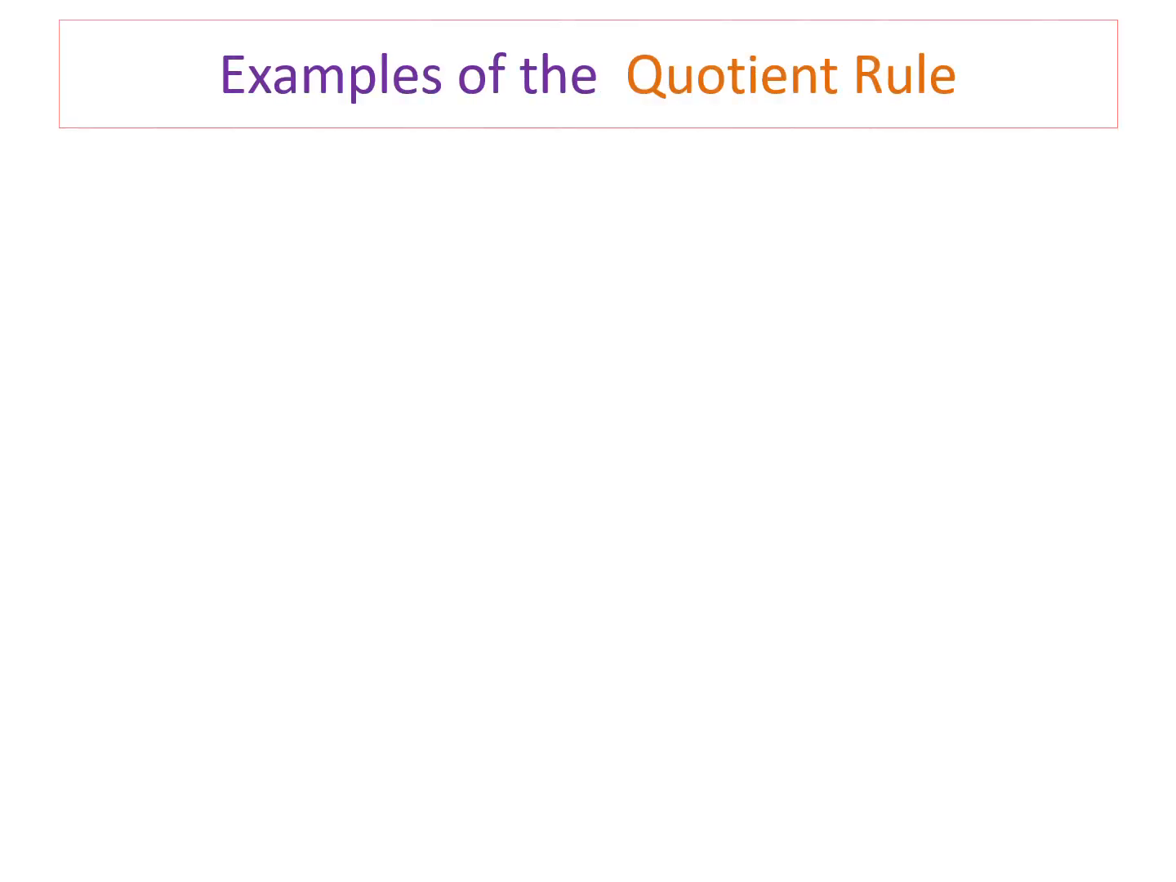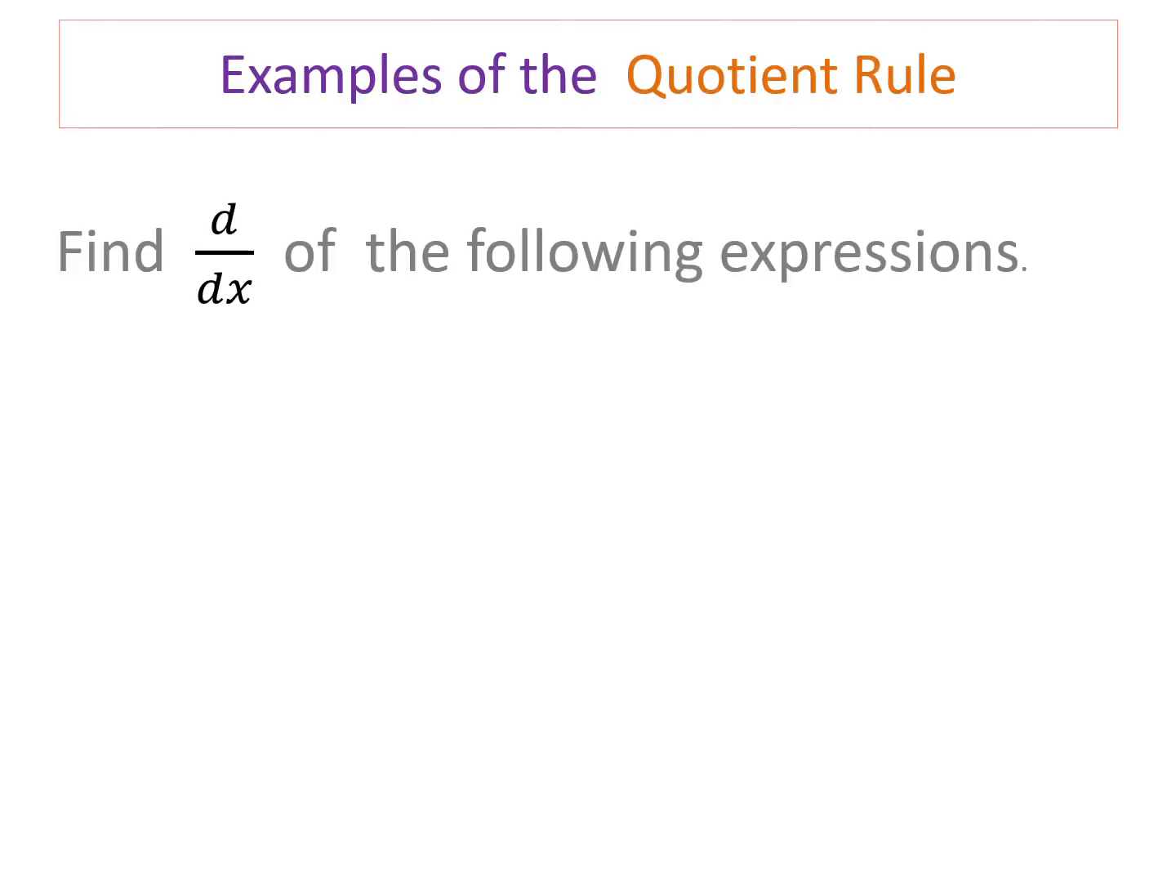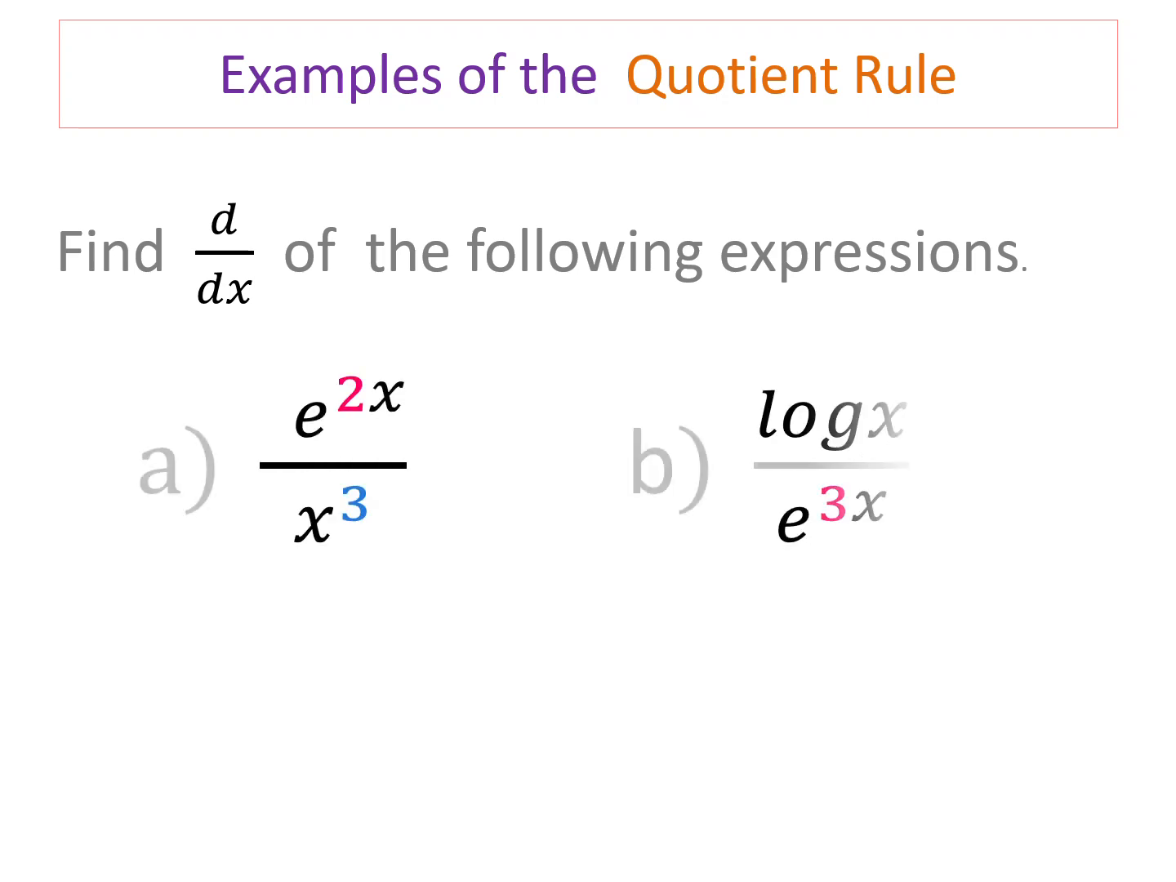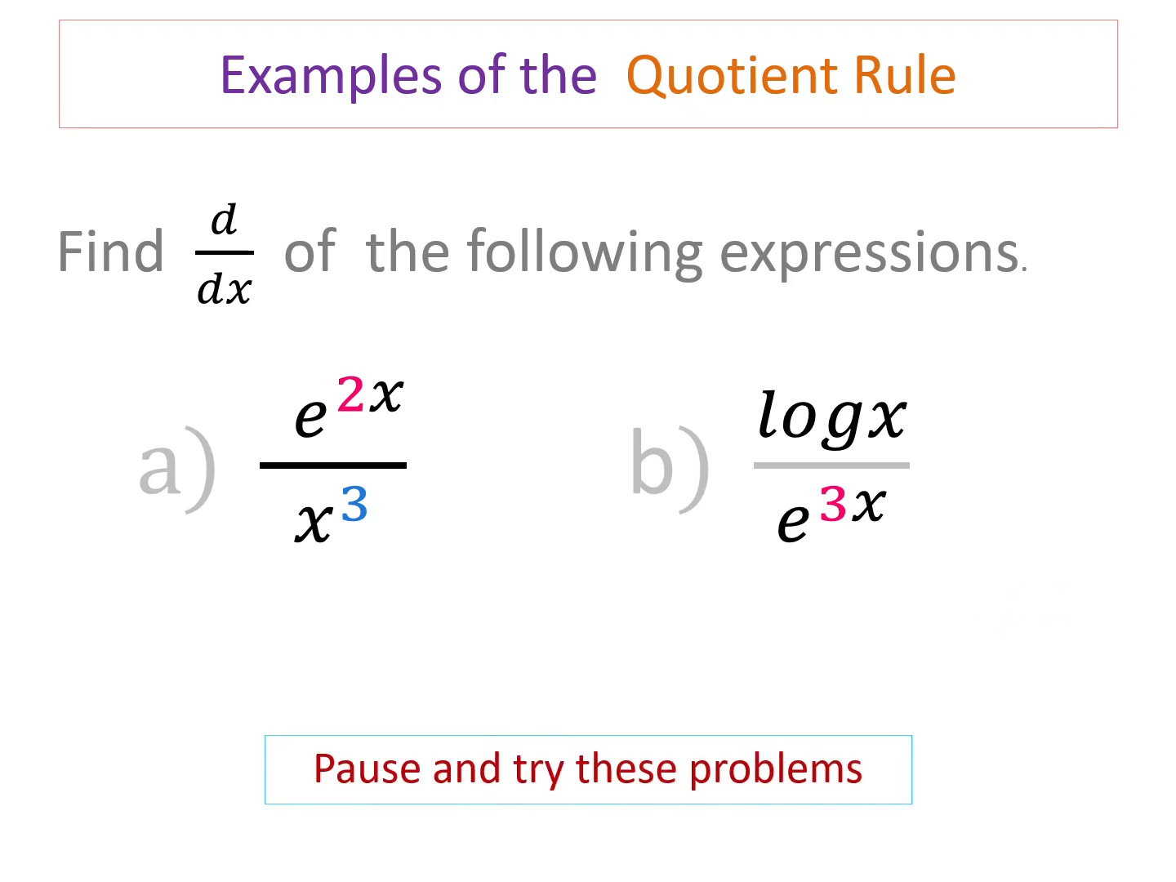Examples of quotient rule. Find d/dx of the following expression. Here two problems are given. In both of them, there are two terms. One is in numerator, another one is in denominator. Here also log x is divided by e to the power 3x. So quotient rule or division rule will apply here. So pause and try these sums, else see the solution below.